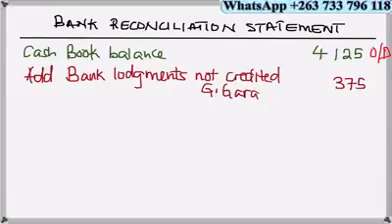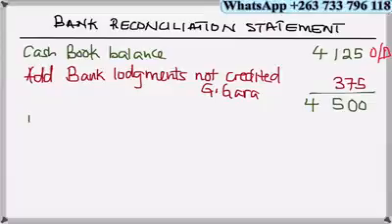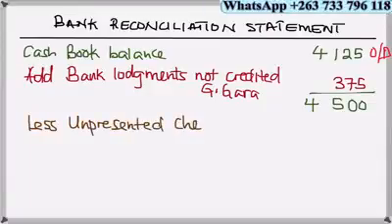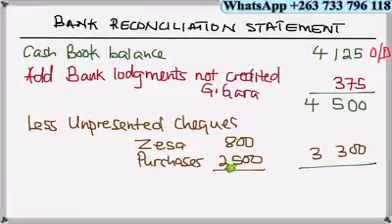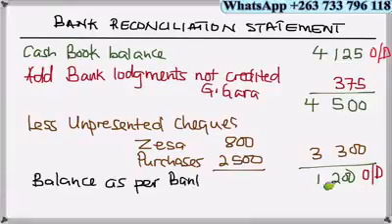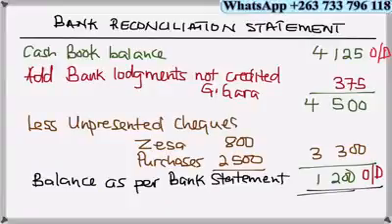So here let's add bank lodgements not credited. We are doing the opposite. This was from Gigara, 375. We add, and this will give us 4,500. Now we want to subtract the unpresented cheques. We have Sesa 800, which was not appearing in the bank statement, and purchases 2,500, so a total of 3,300. We subtract it from 4,500. So our balance is 1,200 overdraft. We can see that this was the balance per bank statement. That's how we prepare a bank reconciliation statement when we have an overdraft in the cash book balance.